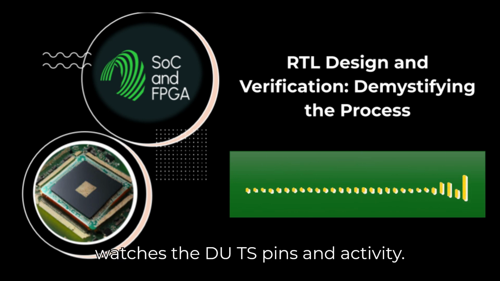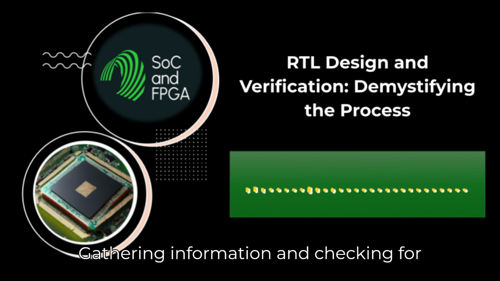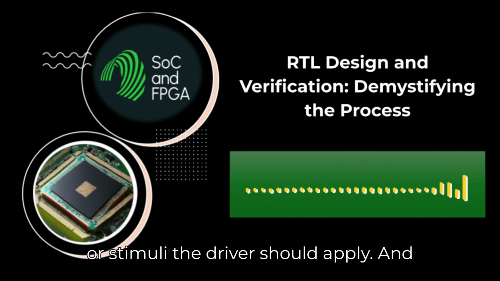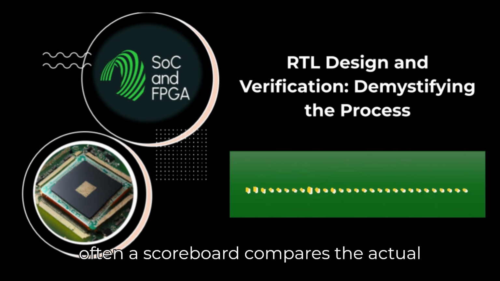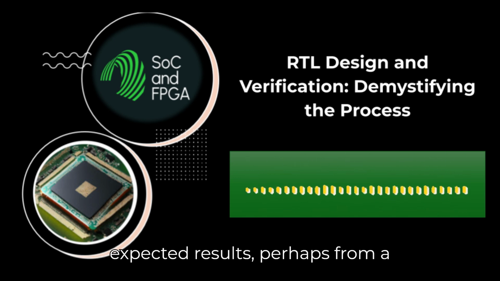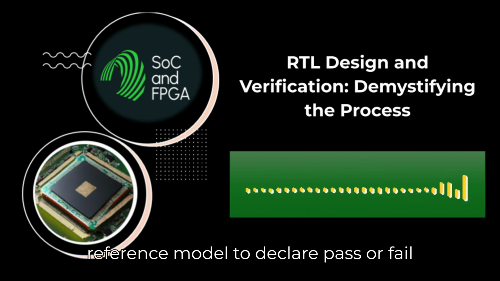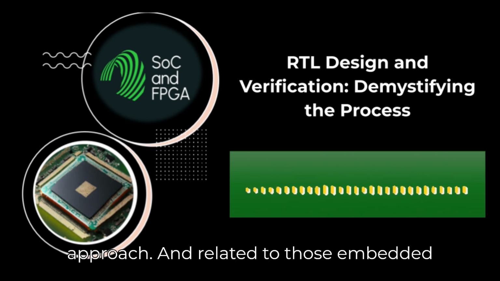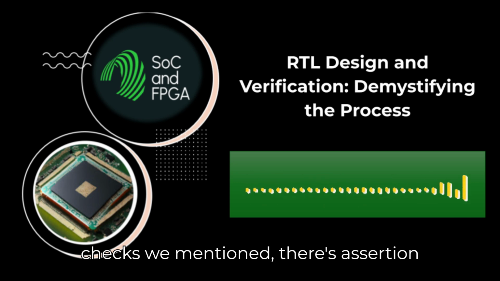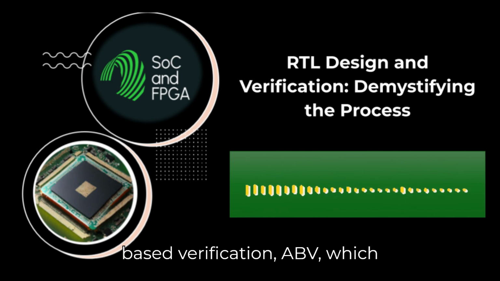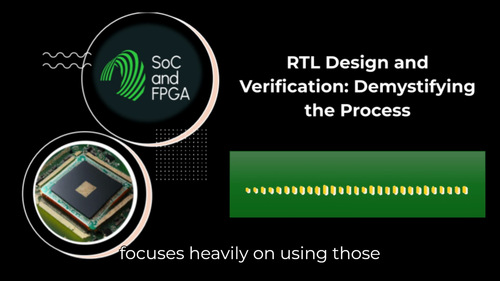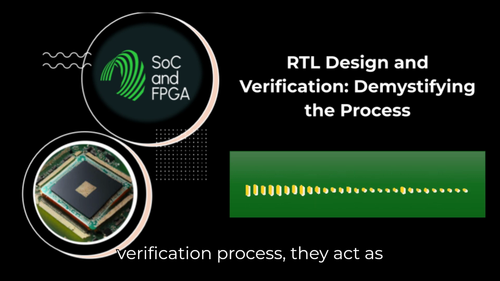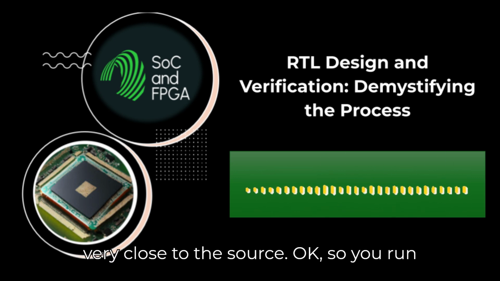A monitor watches the DUT's pins and activity, gathering information and checking for errors. A sequencer controls the flow of those transactions, directing what tests or stimuli the driver should apply. And often a scoreboard compares the actual results observed by the monitor with expected results, perhaps from a reference model, to declare pass or fail. Like a whole factory floor for testing. It's a very structured, reusable approach. And related to those embedded checks we mentioned, there's assertion-based verification, ABV, which focuses heavily on using those assertions throughout the design and verification process. They act as executable specifications catching bugs very close to the source.